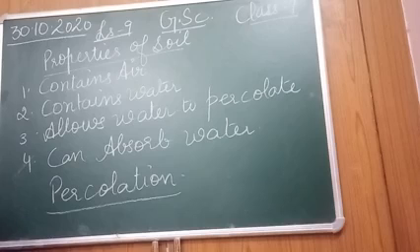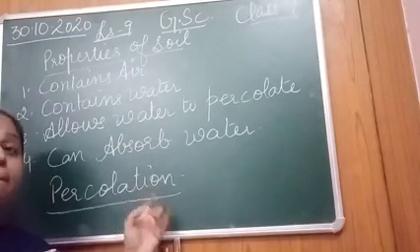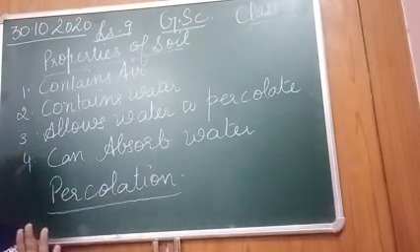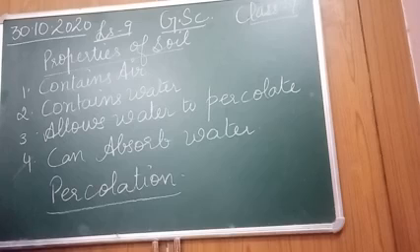What do we call the process in which water passes down slowly through the soil? It is called percolation of water. And this percolation happens in all types of soil, right? But in some cases percolation is less, in some cases it is more. It depends upon the type of soil you are taking.